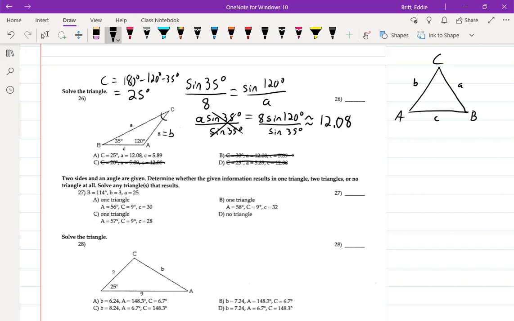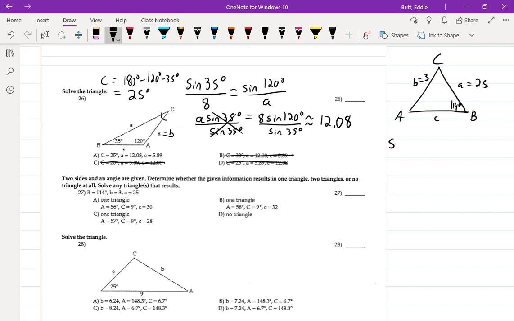So it tells us that angle B is 114 degrees. Side B is 3. Well, that right there tells me it's a law of sines problem, because I have an angle and its corresponding side. And then it tells me that side A is 25. Okay, so since I have side A, let's try to solve for angle A.